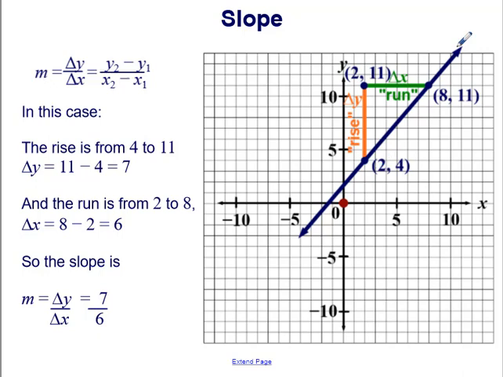So here is one specific case. We have 2 points on the line. We have (2, 4), there's our x1 and y1. And we have (8, 11), there's our x2 and y2.